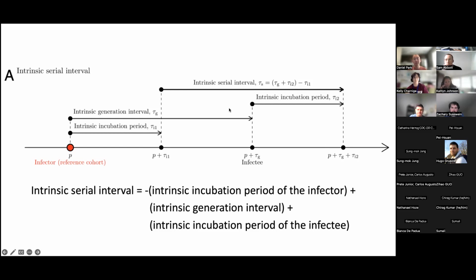And then we add the generation interval. And then we add the incubation period of the infectee. And this kind of framework has led a lot of people to conclude that the incubation period of the infector and the incubation period of the infectee are expected to have the same mean, so we can cancel them out. And then the mean intrinsic generation interval and the mean serial interval are going to have the same mean. And this is true if we're grouping people based on infection time.